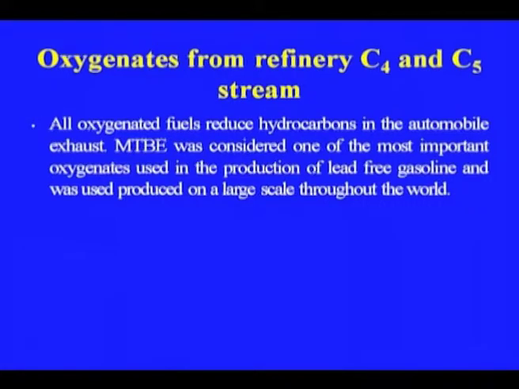So here I am only going to discuss the process, how we are making these oxygenates. MTBE, tertiary amyl methyl ether, TAME, and ethyl tertiary butyl ether, ETBE, are the three major oxygenates which we are producing from the C4 and C5 streams. All oxygenated fuels reduce hydrocarbons in the automobile exhaust. MTBE was considered one of the most important oxygenates used in the production of lead-free gasoline, and was produced on a large scale throughout the world, but after the environmental constraints, because of the carcinogenic nature of MTBE, it is banned. So the units are changing from MTBE to other value products.